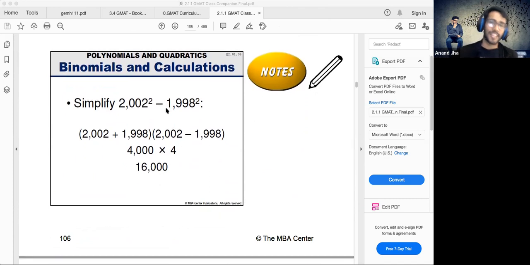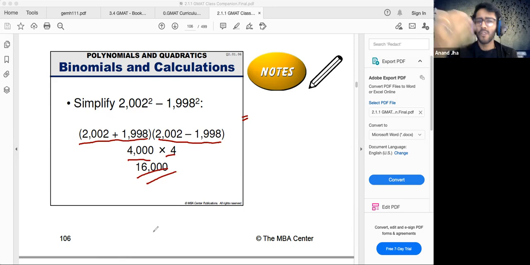This one I was talking about. That's why I told you it's very important: a square minus b square is a plus b into a minus b. Quickly, these kinds of questions you can expect. And when you do these kinds of questions, don't lift your pen. You can do it in your mind. 2002 plus 1998 is how much? 4,000. 2002 minus 1998 is 4. So 4,000 into 4, 16,000. Hardly 10 seconds it will take if you can do it in your mind. If you can't, just write it and do it.